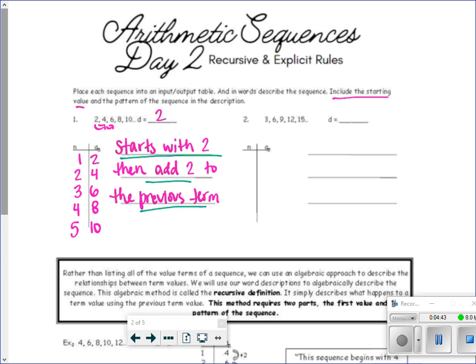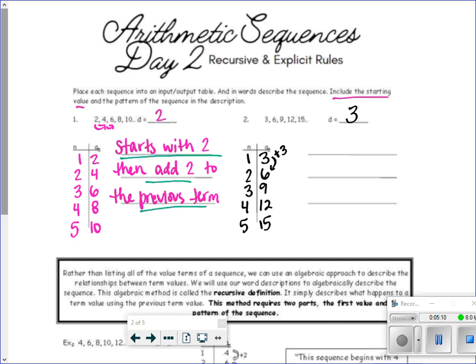We're going to take that same idea and do number 2. Looking at our sequence for number 2, our first term is 3, our second term is 6, our third term is 9, our fourth term is 12, our fifth term is 15. Hopefully you're seeing that it's adding 3 each time, so our common difference is 3.